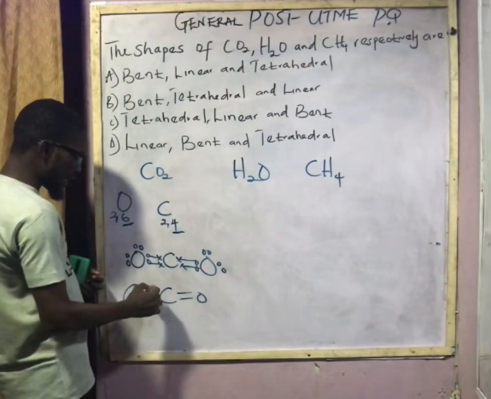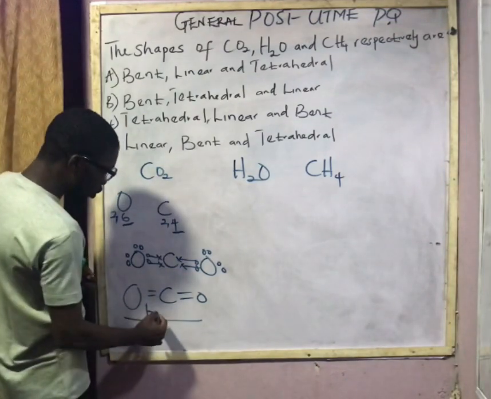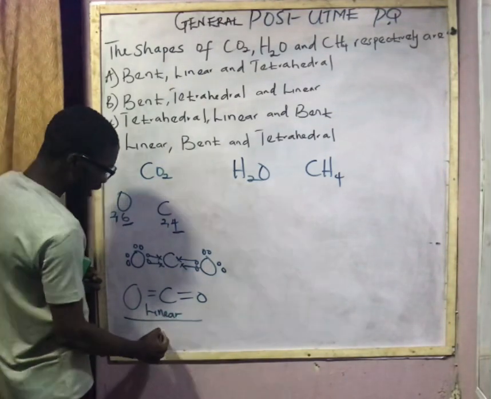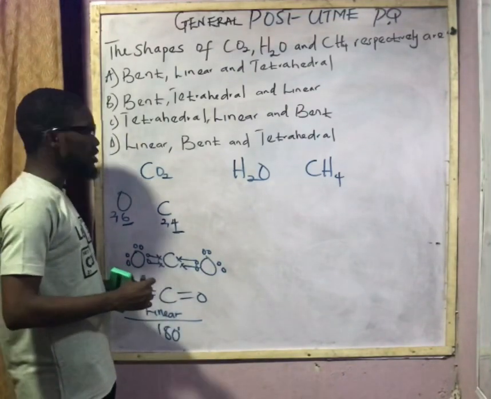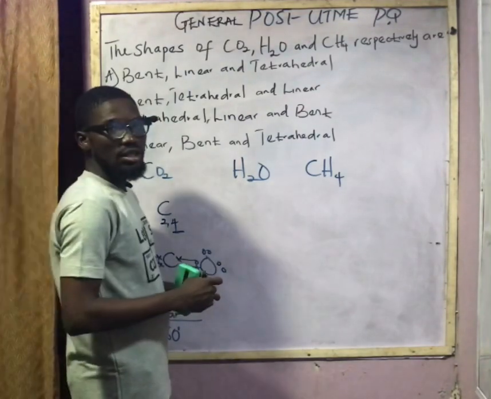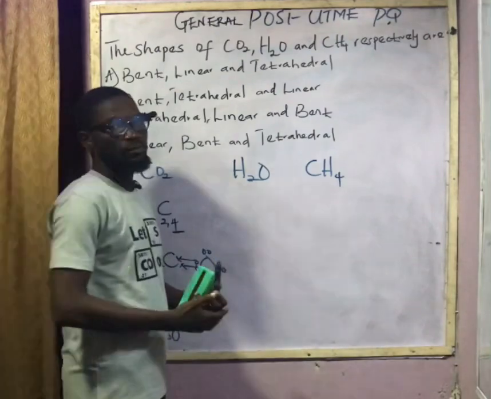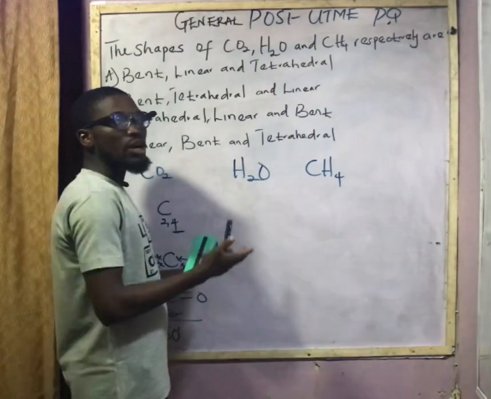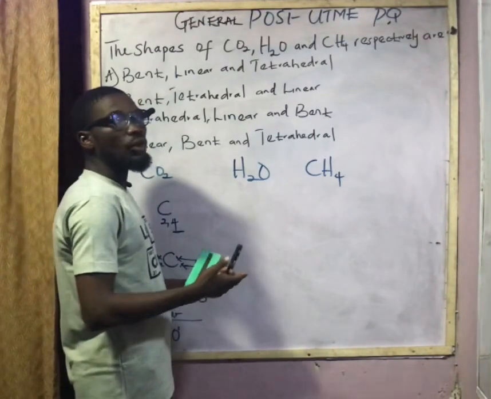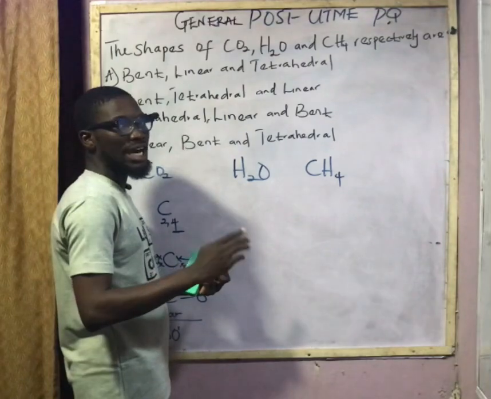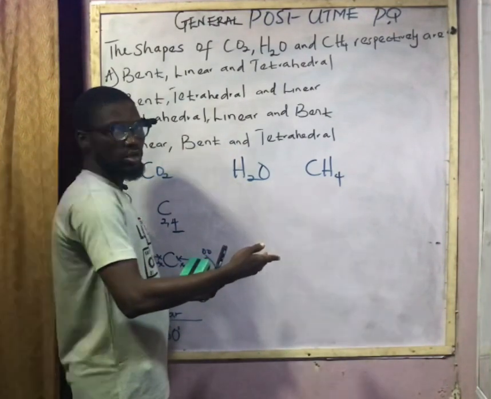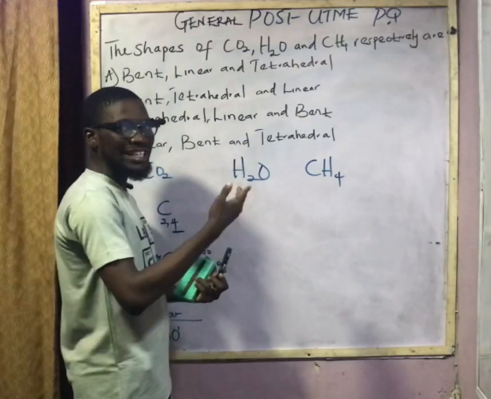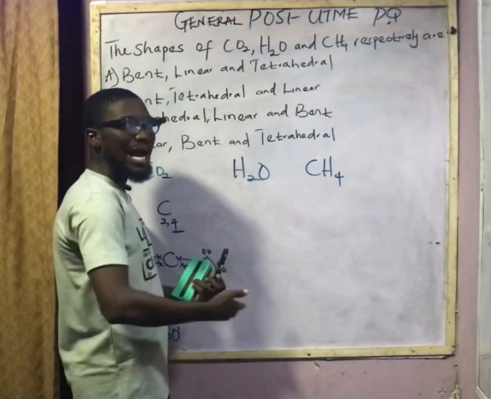So this is a good example of what we call linear, and the bond angle is 180 degrees. Are you seeing it now? For this, we have H2O, water. What is the angular shape of water? We all know that we have two names for the shape of water. Either we call it bent or we call it V shape. In some cases, you can find it as angular shape.